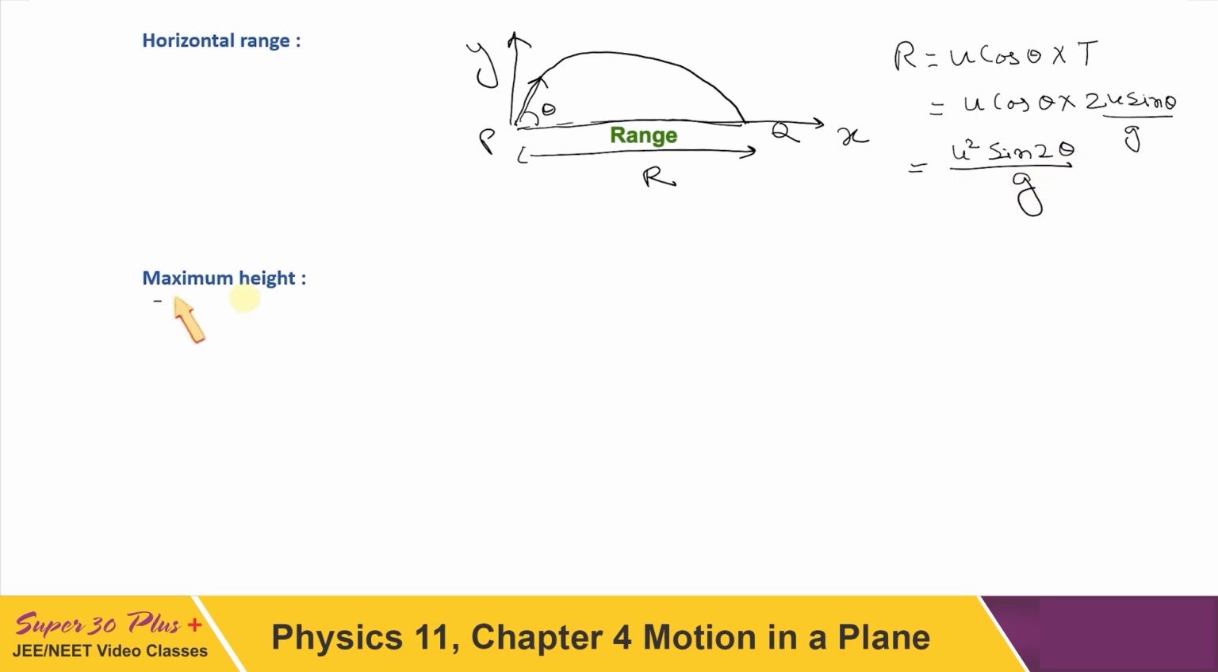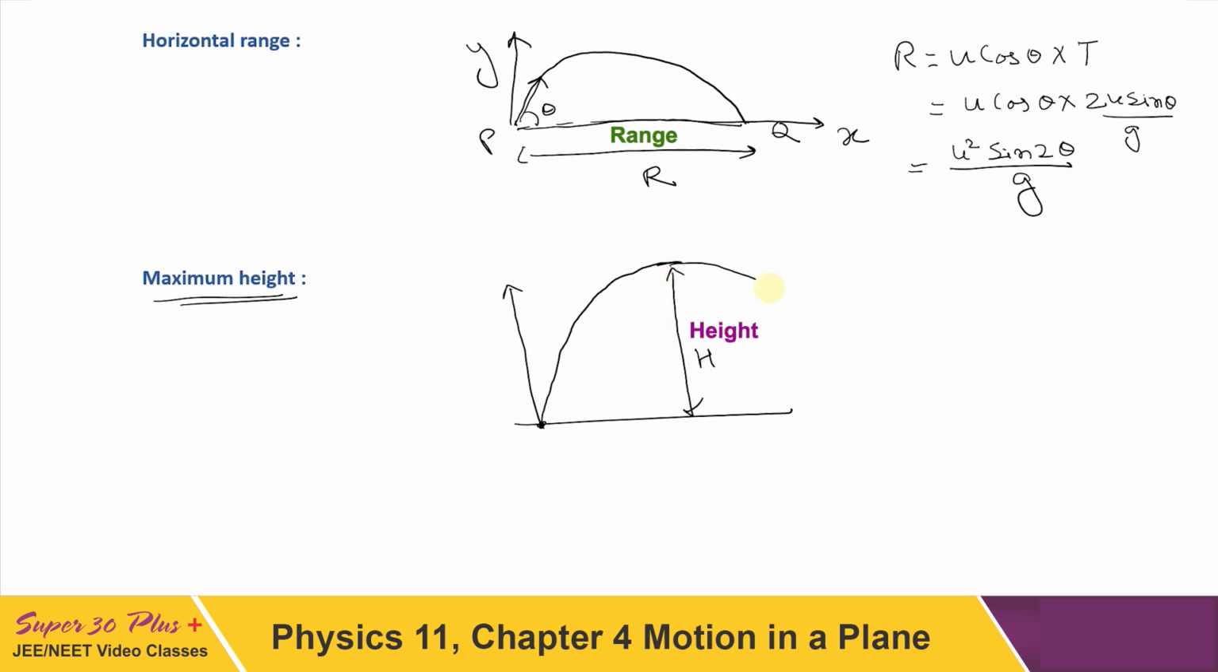The next terminology is maximum height. What is the maximum height reached? Because as we see in a projectile motion, the motion starts from here and its height continuously changes. Then it reaches the top, which is the maximum height. After that again it comes down, lands on the same plane. So this h we have to derive now.